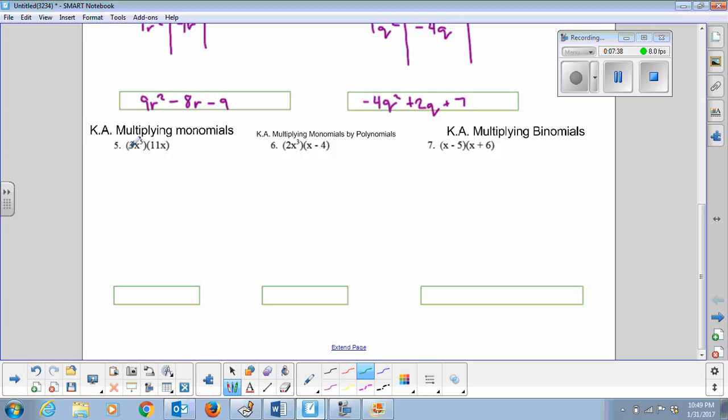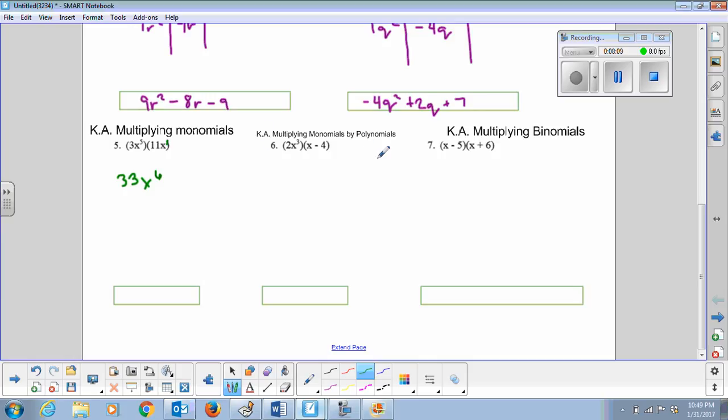So for this one, you needed to know that we multiply the coefficients. So 3 times 11 is 33. Then my base is x, and then you needed to know to add exponents. So 5 plus that invisible 1 is 6. A lot of y'all did some crazy things on these. No FOIL. There's only one thing to multiply. Here there's 2.